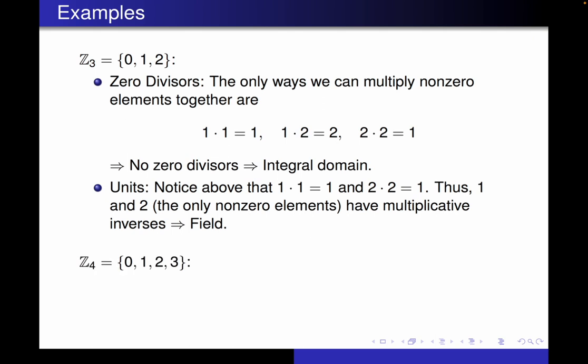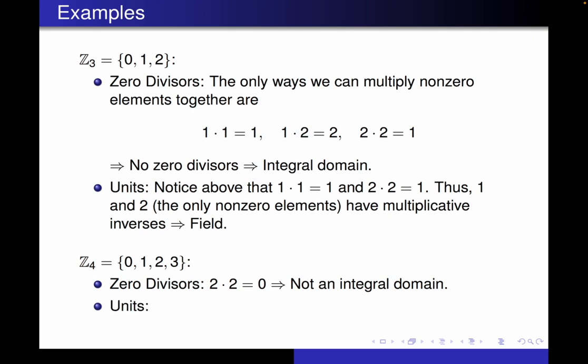But if we look at Z4, that's 0, 1, 2, and 3, right? And again, those are congruence classes, not integers, so don't get any funny ideas. If we look at zero divisors, yeah, we have one. 2 times 2 is equal to 0. That means 2 is a zero divisor. That means that Z4 is not an integral domain.